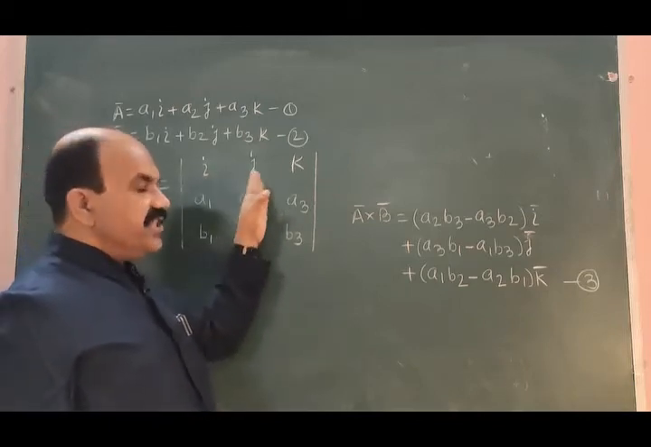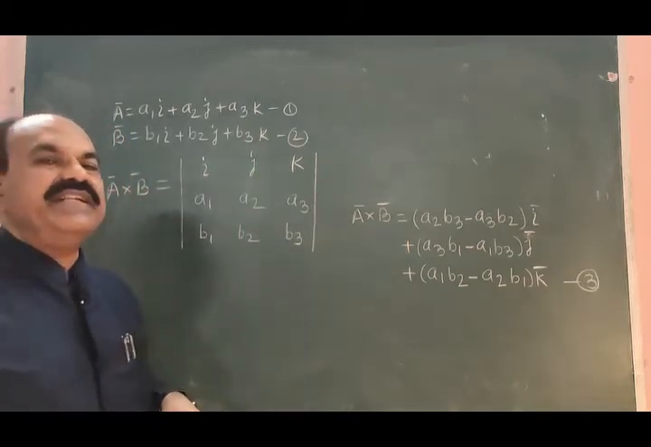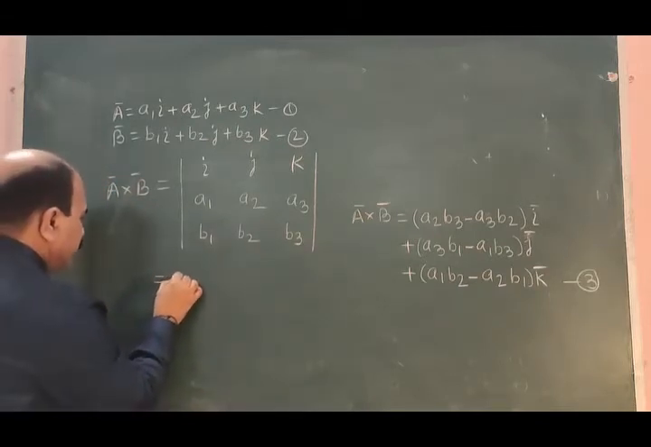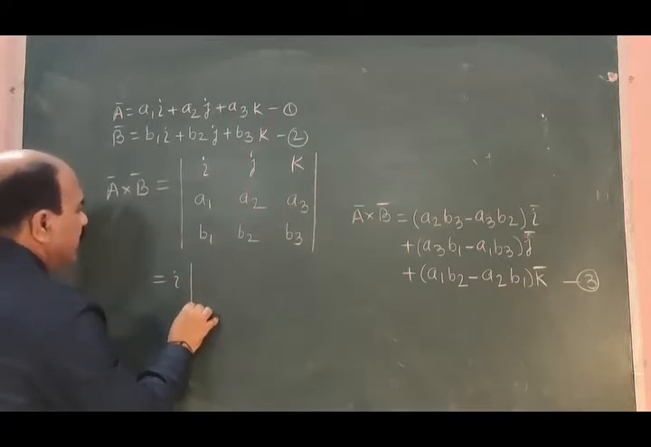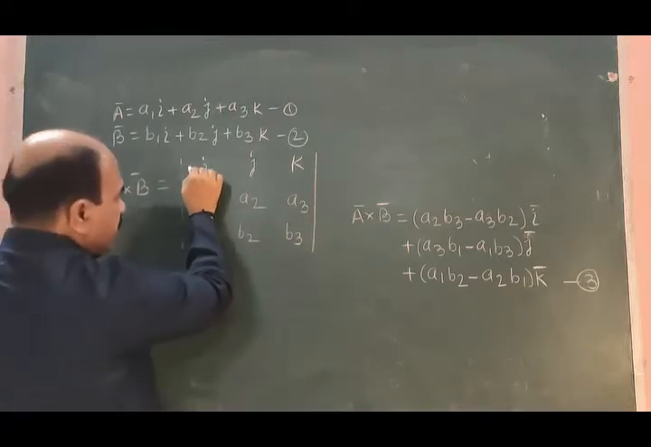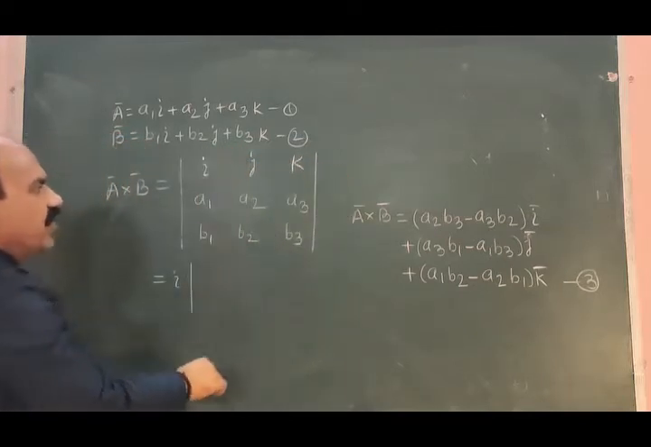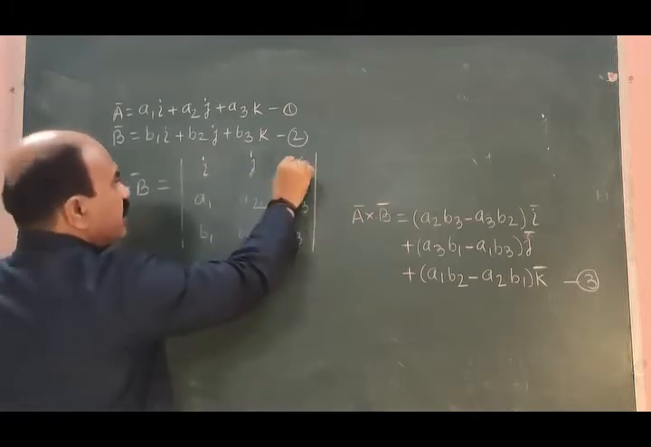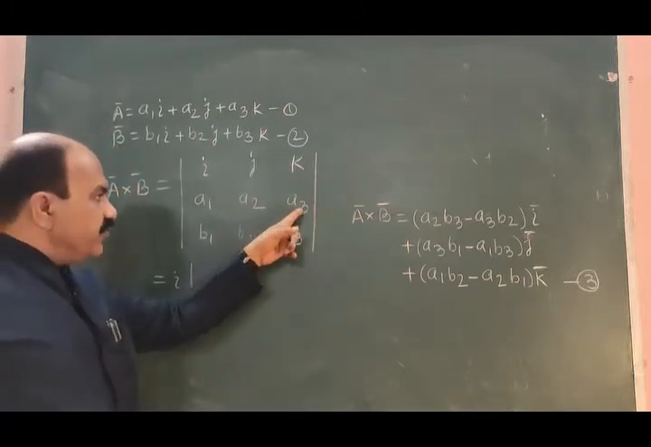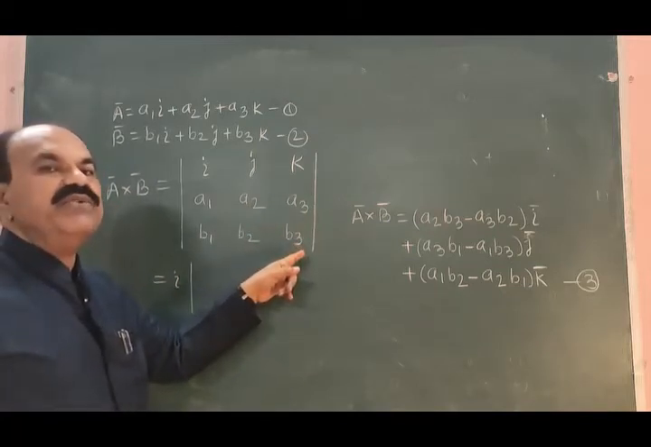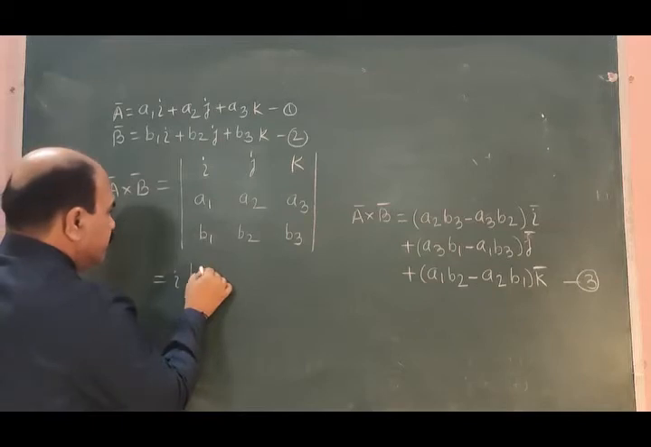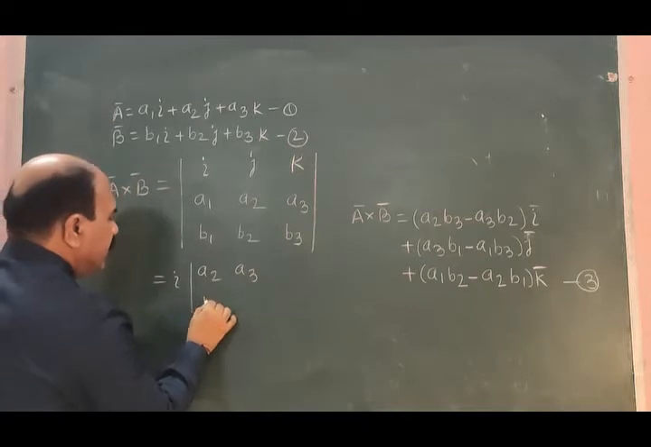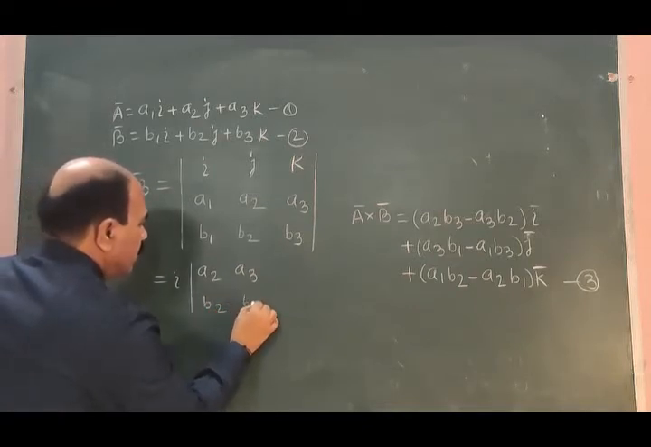Now, this determinant is a 3 by 3 determinant. It may be further written as I into, skip this row, this column. When we consider I, skip this column, this row. What is left? A2, A3, B2, B3. 2 by 2 determinant. Write it here: A2, A3, B2, B3.